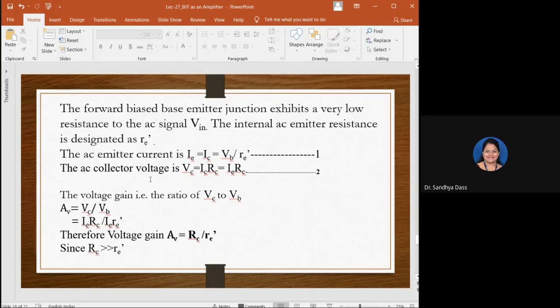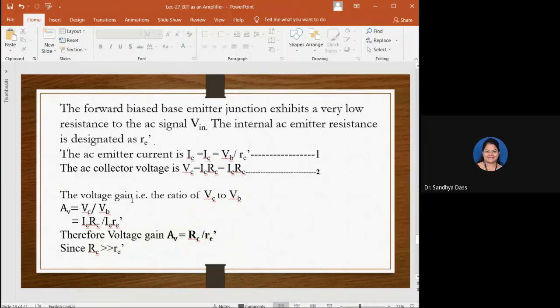And the collector voltage VC, can I write it as IC into RC? Simple Ohm's law, right? VC is equal to IC into RC. In place of IC, I will replace it with IE. From the expression IE is equal to IC plus IB, since the base current is very small and negligible, I can take IC equal to IE. So VC, I will write as IE into RC. That will be my equation 2.